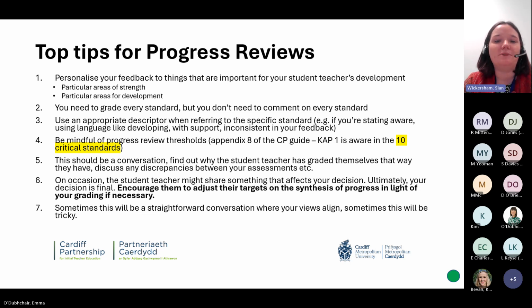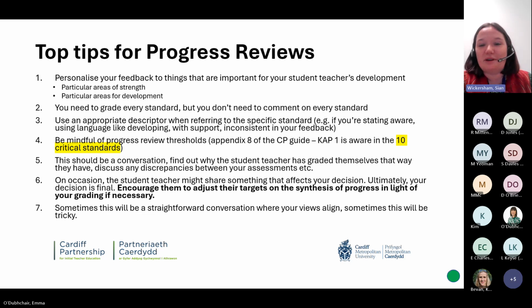And you can encourage them to adjust their targets on the synthesis of progress in light of your grading if necessary. So if you have a student teacher that has been well off, so they've graded themselves as capable in every area and you've put them as mostly unaware and aware, they can go back and adjust the targets that they've set themselves in light of your grading. That doesn't happen very often, but just be aware that that's an option.